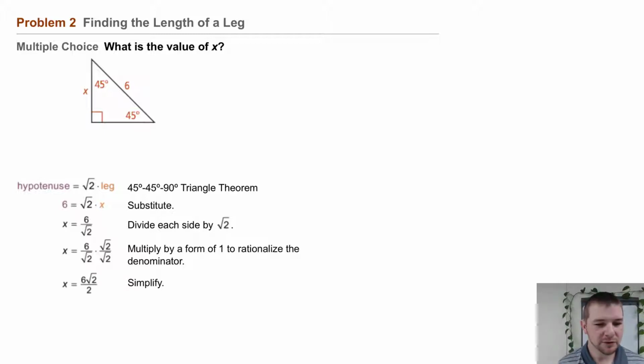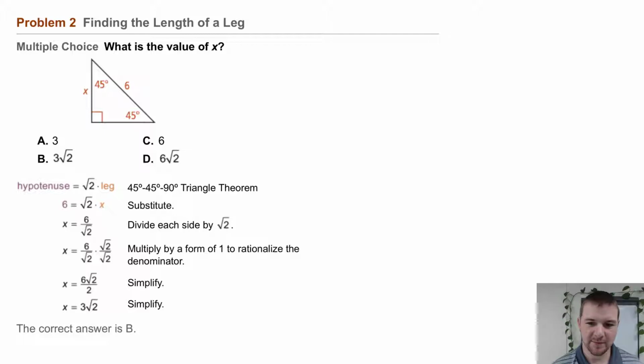We do introduce a radical sign, the square root of 2, to the numerator, and we have now 6 times the square root of 2 over 2, but that simplifies. Notice the 6 in the numerator and the 2 in the denominator. 6 divided by 2 is 3, so we now have all of our answer in one level rather than a fraction, and that's simply 3 times the square root of 2. So the correct answer is B.